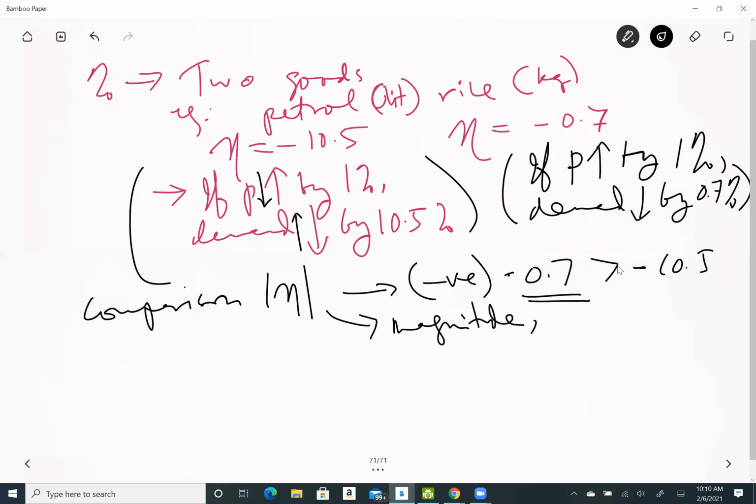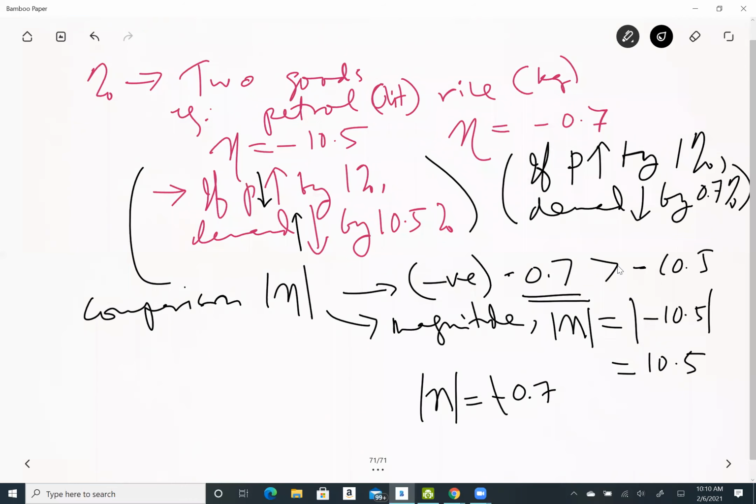What does it mean? It means that the absolute value for a negative will be positive. So the absolute value for negative 10.5, we think of it as just 10.5. When you make the comparison, we don't have to look at the negative sign. The absolute value for negative 0.7 will be equal to 0.7. So when you make the comparison, we look at the absolute value. We just want to see the magnitude.